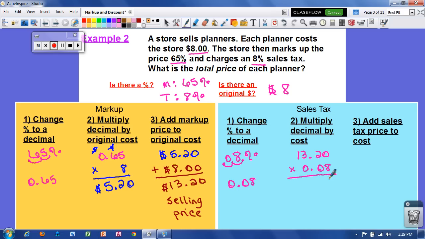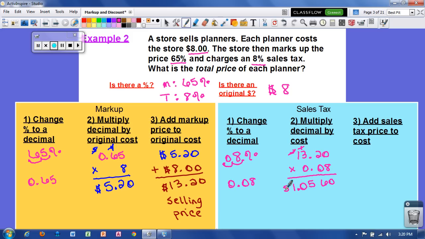Alright, 0 times 8 is 0. 2 times 8 is 16. I'm going to carry the 1. 3 times 8 is 24, plus 1 is 25. 1 times 8 is 8, plus 2 is 10. I have 4 total decimal places, and I don't have to multiply by these zeros because I'll just be adding zeros and I'm going to get the exact same thing, so I can just stop here. But I have to count how many total decimal places I have. 1, 2, 3, 4, so I have to have 4 in my answer.